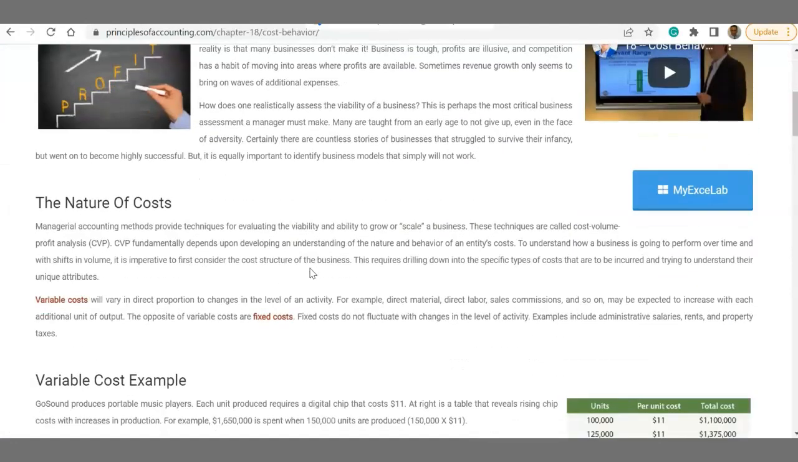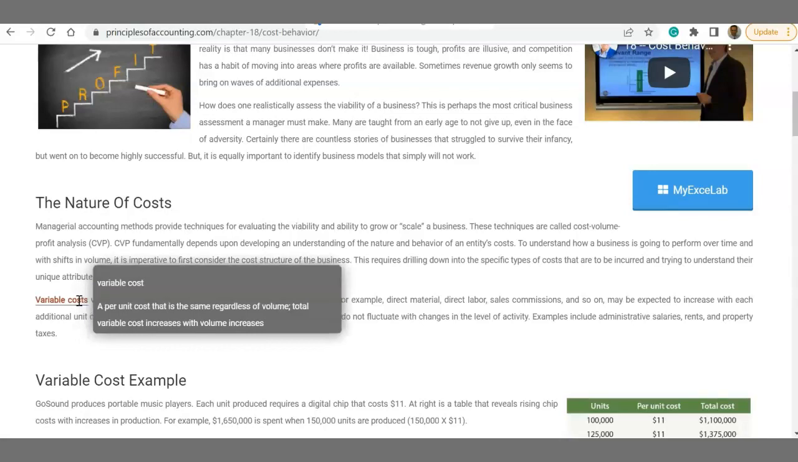Okay, so as you know, we have some costs that are variable. That means a per unit cost that is the same regardless of volume. So variable cost per unit is always the same. However, total variable cost increases as volume increases. Very important thing to know from the beginning. So let's go over that one more time. Variable cost per unit is always the same. It's not changing. However, total variable cost will increase if the volume of production is increasing.